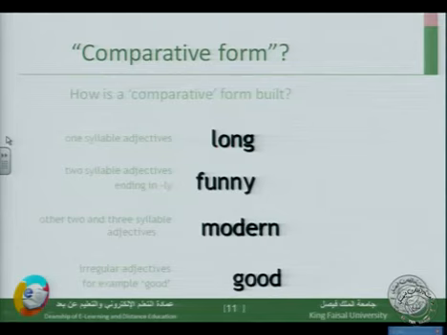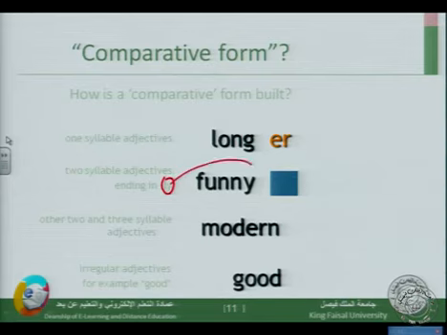How is a comparative form built? حكينا إنه في عندنا بعض الكلمات ممكن يكون لها مقطع أو مقطعين أو ثلاث مقاطع أو أكثر. لاحظوا الآن هذه القواعد مهمة. If we have a one syllable adjective like long, we add ER. لكن if we have two syllable adjectives ending in ly أو y, like funny, we change y into I and we add ER فتصبح funnier. فالواي أصبحت I وأضفنا الER في حالة إنه في عندنا two syllables ومنتهية بالواي أو واي.